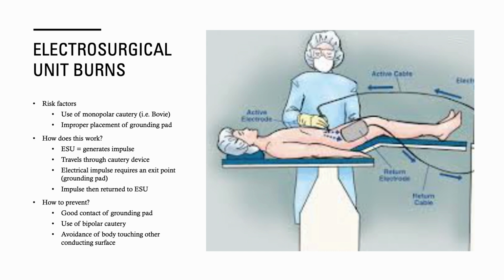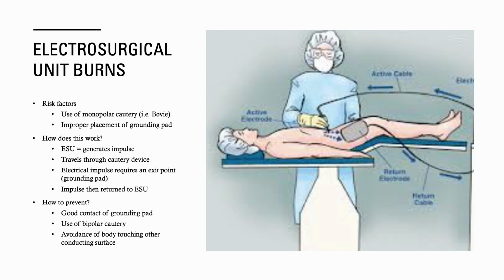So the ESU refers to the box that usually sits on a cart right by the patient. The box generates an impulse. It travels through a line that terminates at the Bovie device. The electricity is then concentrated at the tip of that pencil and passes into the patient.